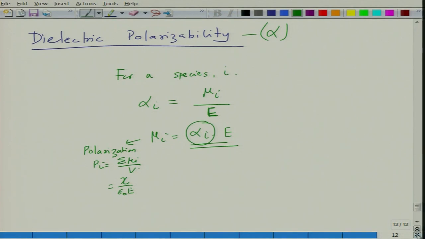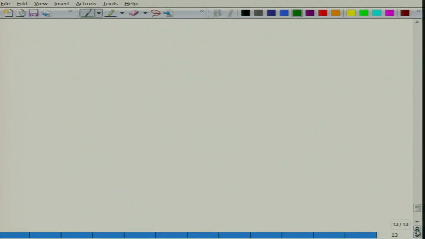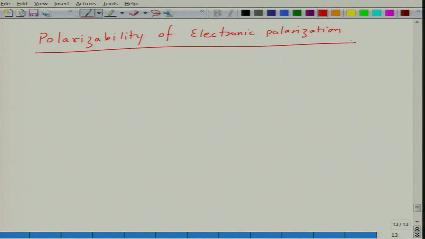So that is why we will do analysis of polarizability of different classes of materials. So let's say first the treatment of polarizability of electronic polarization. Okay, so we'll see what kind of parameters it depends upon.